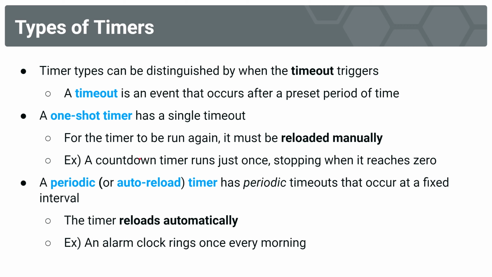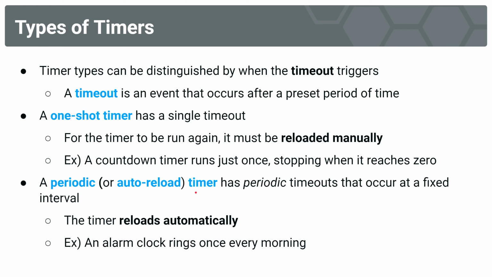Let's say we have a 10-second countdown. As time elapses, we go from 10 to 9, 8, 7, all the way to 0, where the countdown timer stops. And for us to start that timer again, we must reload it manually, bring it back to 10, and then we can start the countdown over. That's a one-shot timer.